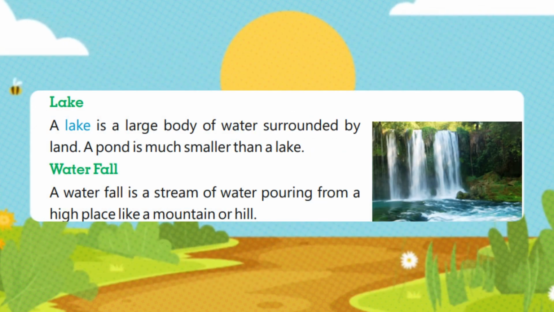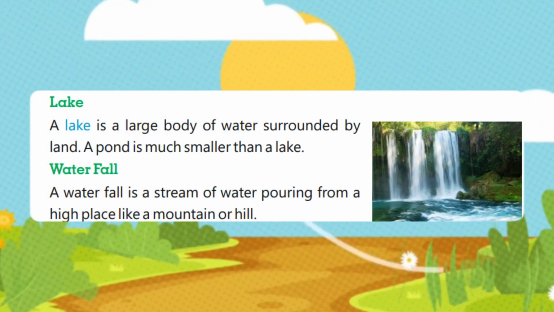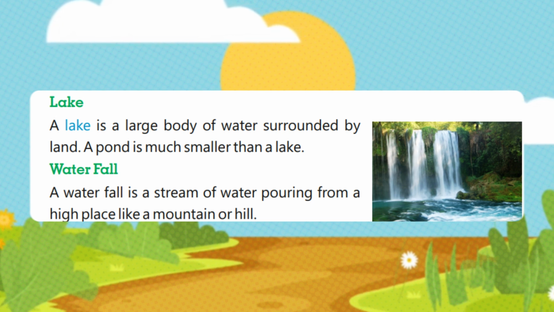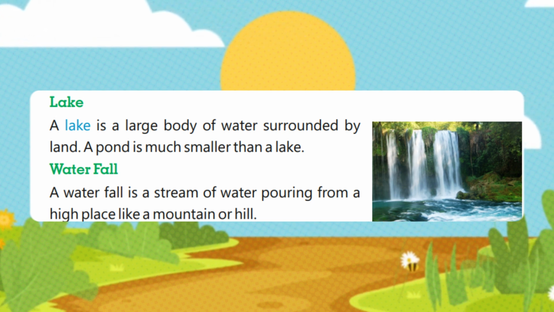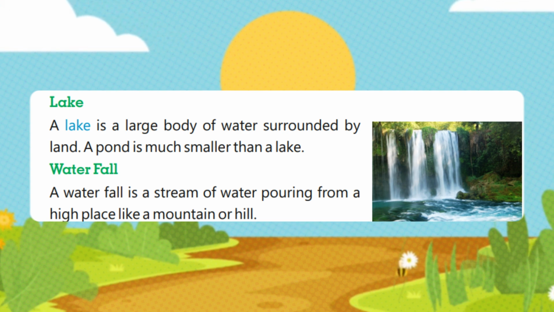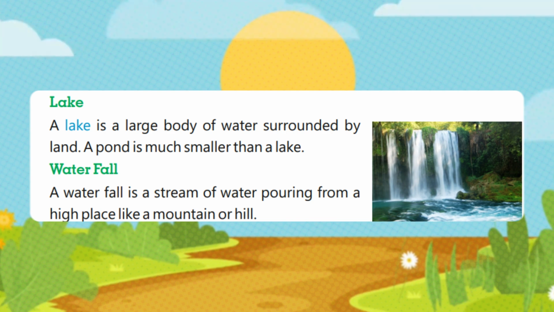Lake. A lake is a large body of water surrounded by land. A pond is much smaller than a lake. Waterfall. A waterfall is a stream of water pouring from a high place like a mountain or hill.